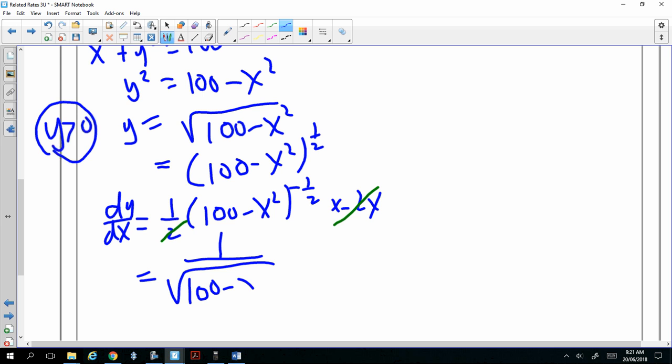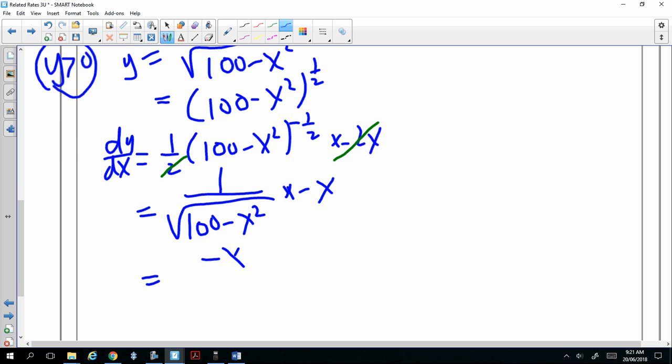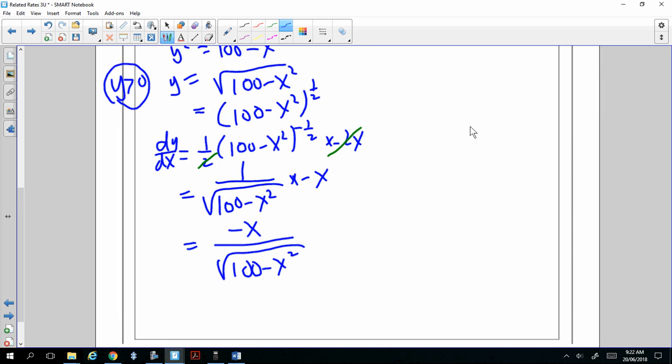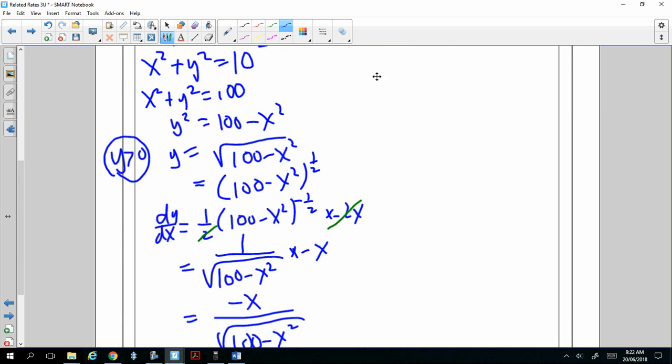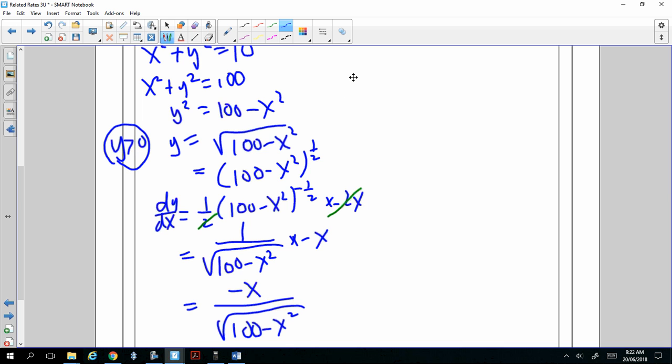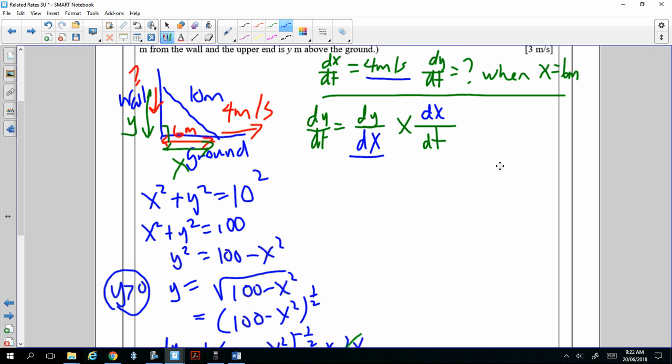Okay, so we've got this expression for dy/dx, which will be used in the related rate of change formula on the top here. So we're going to substitute that onto the top. Note how I used the chain rule: differentiate the power, bring the power down, subtract the power by 1, differentiate what's inside, which is negative 2x. Write it without index form, in surd form, and you get that. Let's substitute, so write equals negative x over the square root of 100 minus x squared, times the dx/dt, which is 4 meters per second.